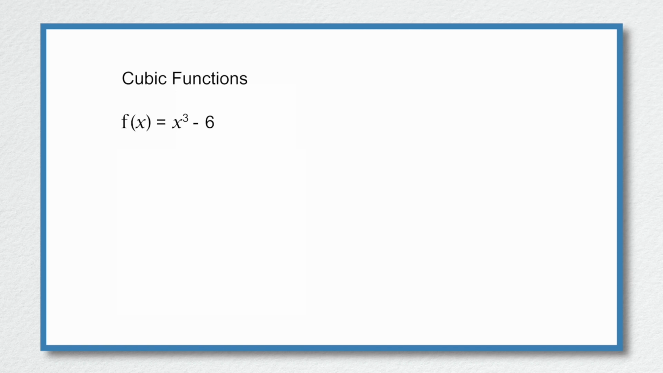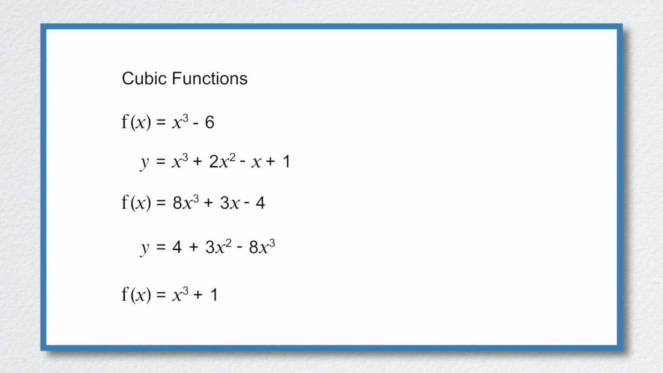If the variable is to the power of 3, then this is called a cubic function. Here are some other cubic functions. And where you see a function like this, these are called trigonometric functions.